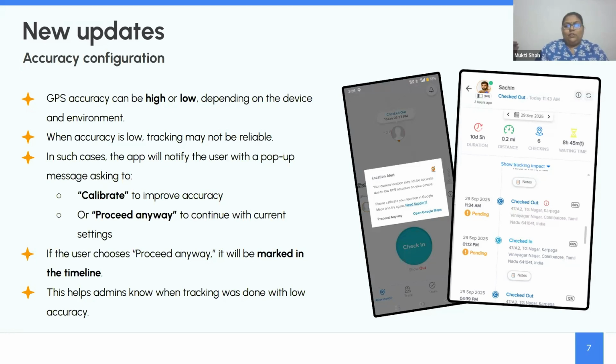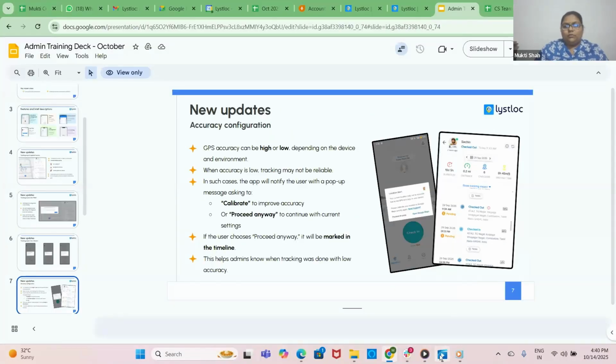If the user selects proceed anyway, the location is not accurate. You can see in the next slide that the check-out is already done, but the location is not accurate. In the same way, if the user selects the calibrate option, they are taken to Google Maps. They need to follow the calibrate settings, and it will take them back to check-in again, and the location accuracy will be proper. We can also see this in one small video.